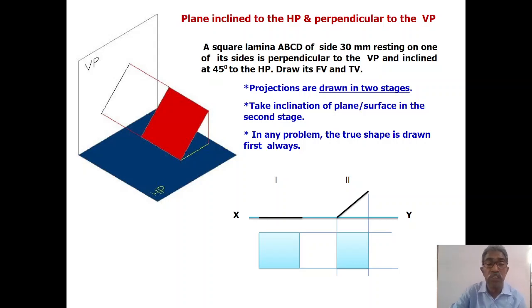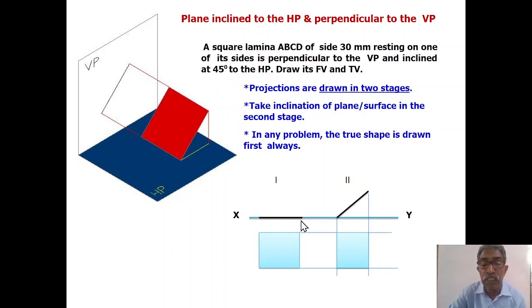Now we will solve this in a problem. First you have to draw an XY line. I have already explained that in the first stage you have to take the plane parallel to the horizontal plane. Here one of the sides is resting on the horizontal plane. Therefore, assume the plane is parallel to the horizontal plane, in a horizontal plane.